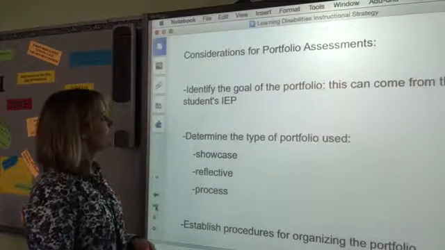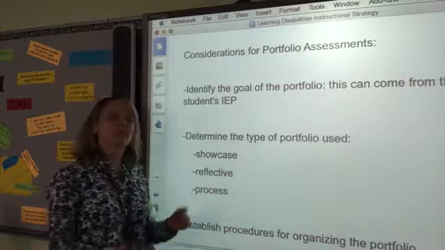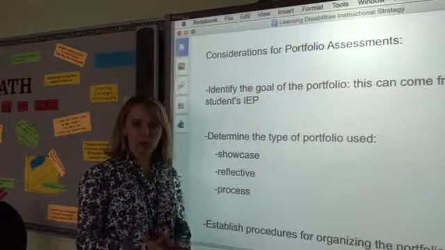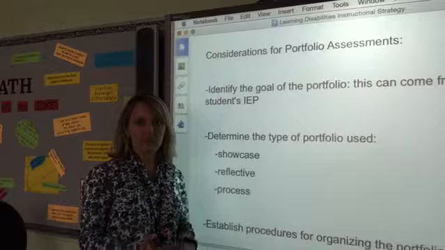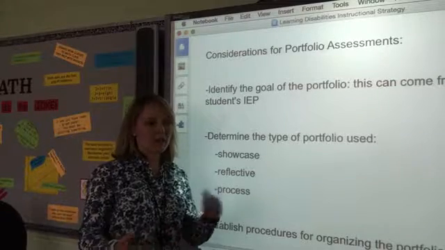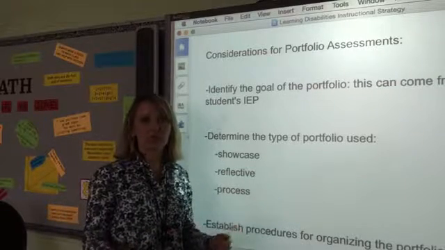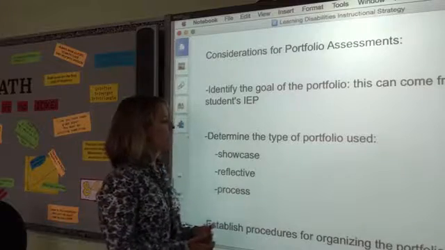Some considerations for doing portfolio assessments would be that you first need to make sure that you identify the goal of the portfolio assessment. You don't want to have no idea and no direction on how you want to proceed. You want a really clear goal for how to do this.